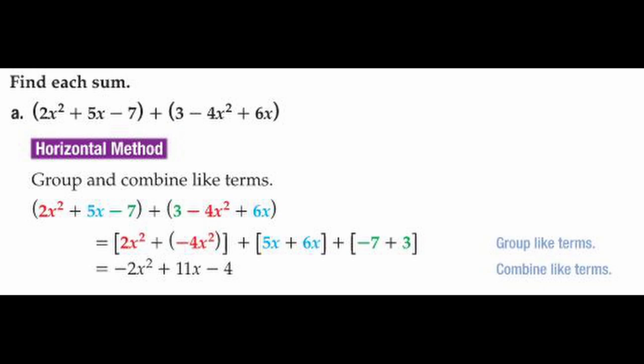Then we combine like terms for the blue. 5x plus 6x is 11x. And then we combine like terms for the green. Negative 7 plus 3 is negative 4. And then you're done. That's a completely finished problem.